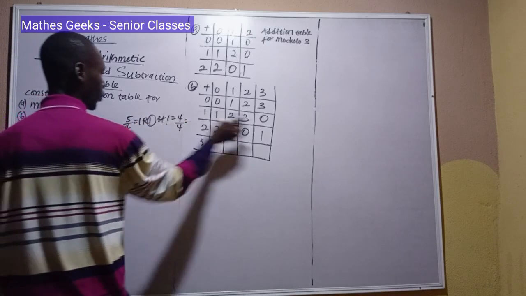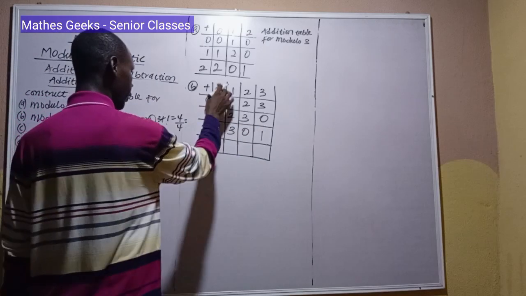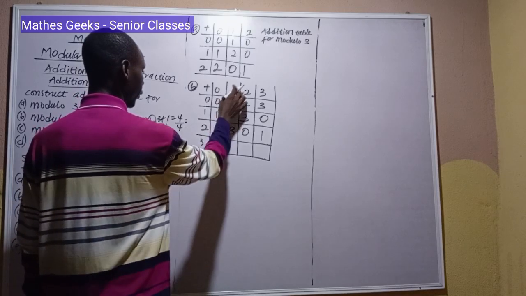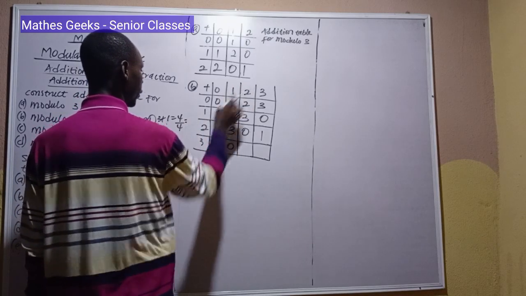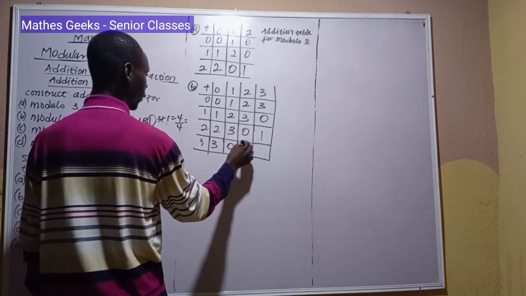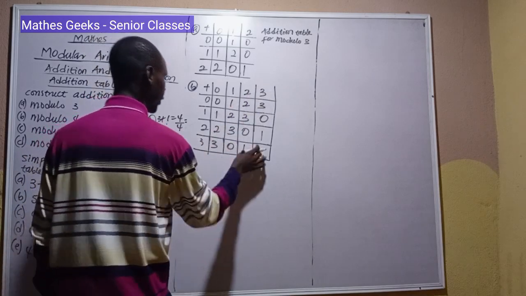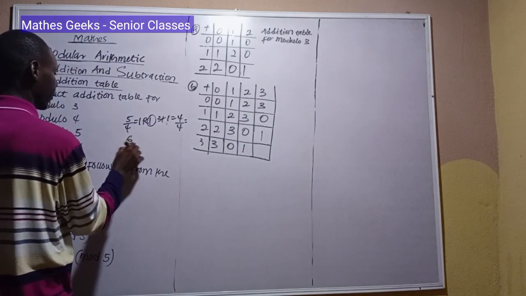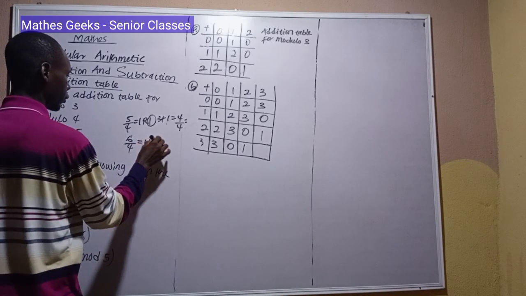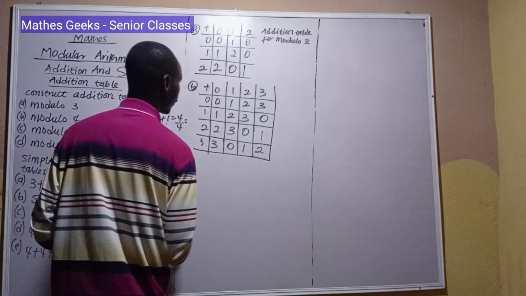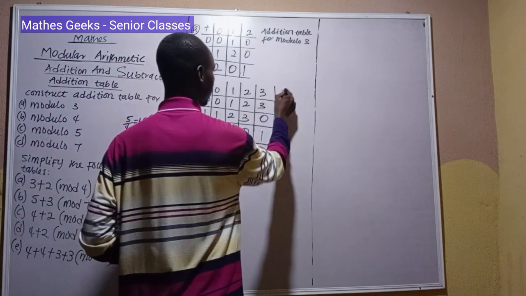So this one is what we have here. 0 plus 3 is 3. 1 plus 3 is 4. 4 in mod 4 is 0. 2 plus 3 is 5. 5 in mod 4 is 1. And 3 plus 3 is 6. 6 in mod 4 is 6 divided by 4 equals 1, remainder 2. So here's 2.